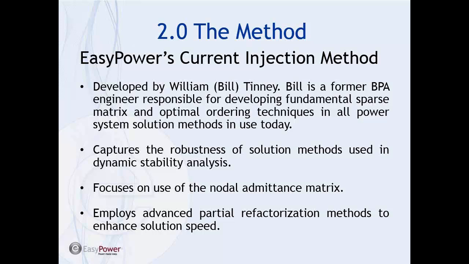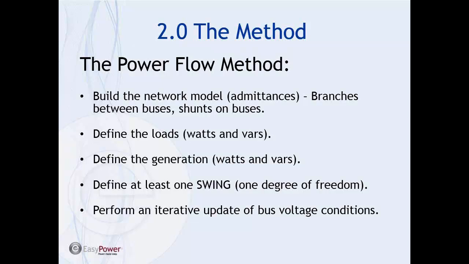So the current injection method also captures the robustness of a solution method used in dynamic stability analysis, which is called various names depending on which package you use to do your dynamic stability with. It uses the nodal admittance matrix, and it updates current injections and then iterates for its solution. And it also employs all of the advanced partial refactorization methods that were developed by Bill to enhance its solution speed.